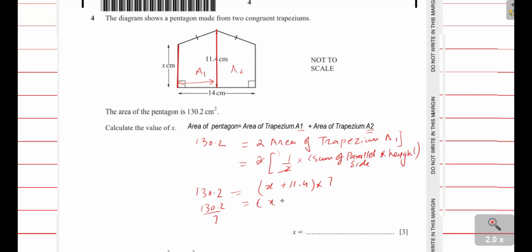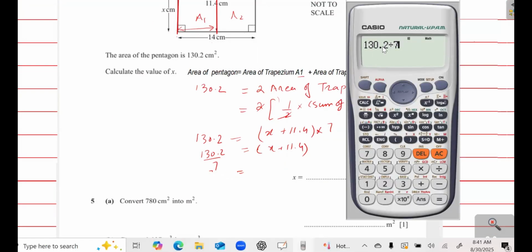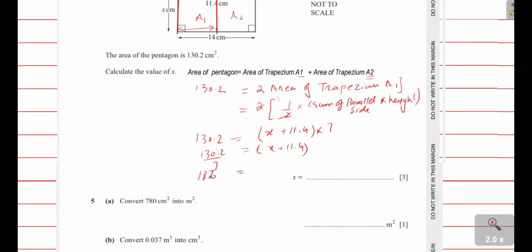This will be equal to x plus 11.4. And this value will be equal to 130.2 divided by 7. This will be equal to 18.6. We write here 18.6 equal to x plus 11.4. And then we will shift 11.4 from the right to the left side. It becomes x equal to 18.6 minus 11.4, and this x will be equal to 7.2, and this is the answer.